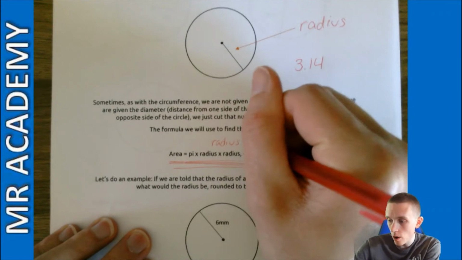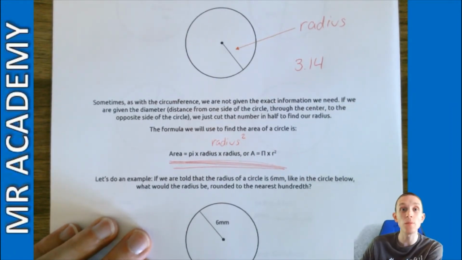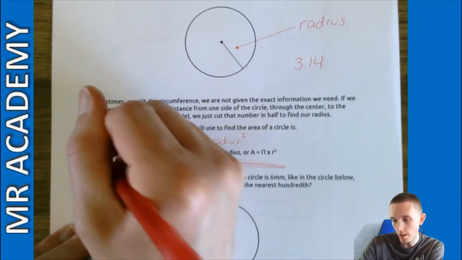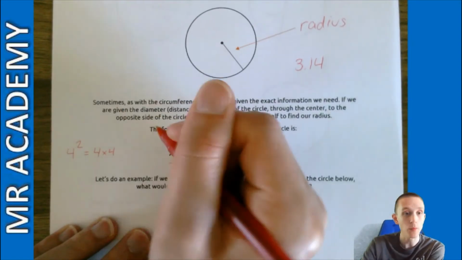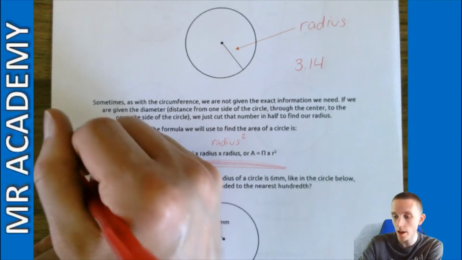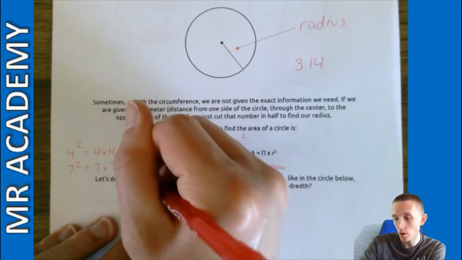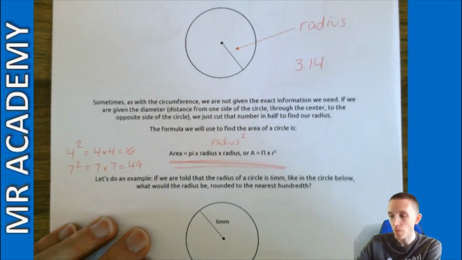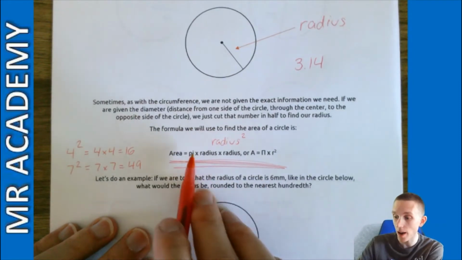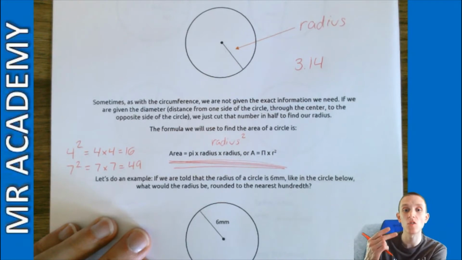Now, what does squared mean? I'm going to put that little 2 up there. That just means that you take the number times itself. So if I had 4 squared, that's the same as 4 times 4, which is 16. If I had 7 squared, that would be 7 times 7, or 49. Whatever our radius is, we're just going to take it times itself. That's all that's saying. Pi times the radius squared.